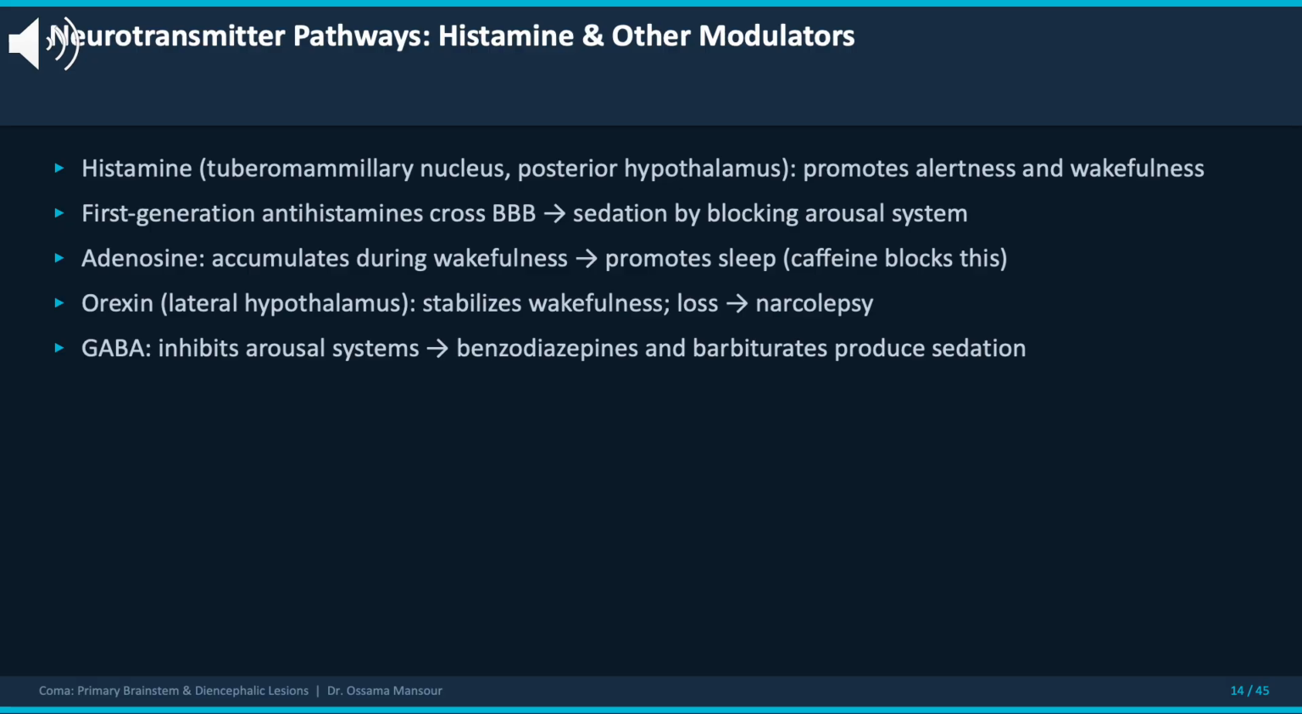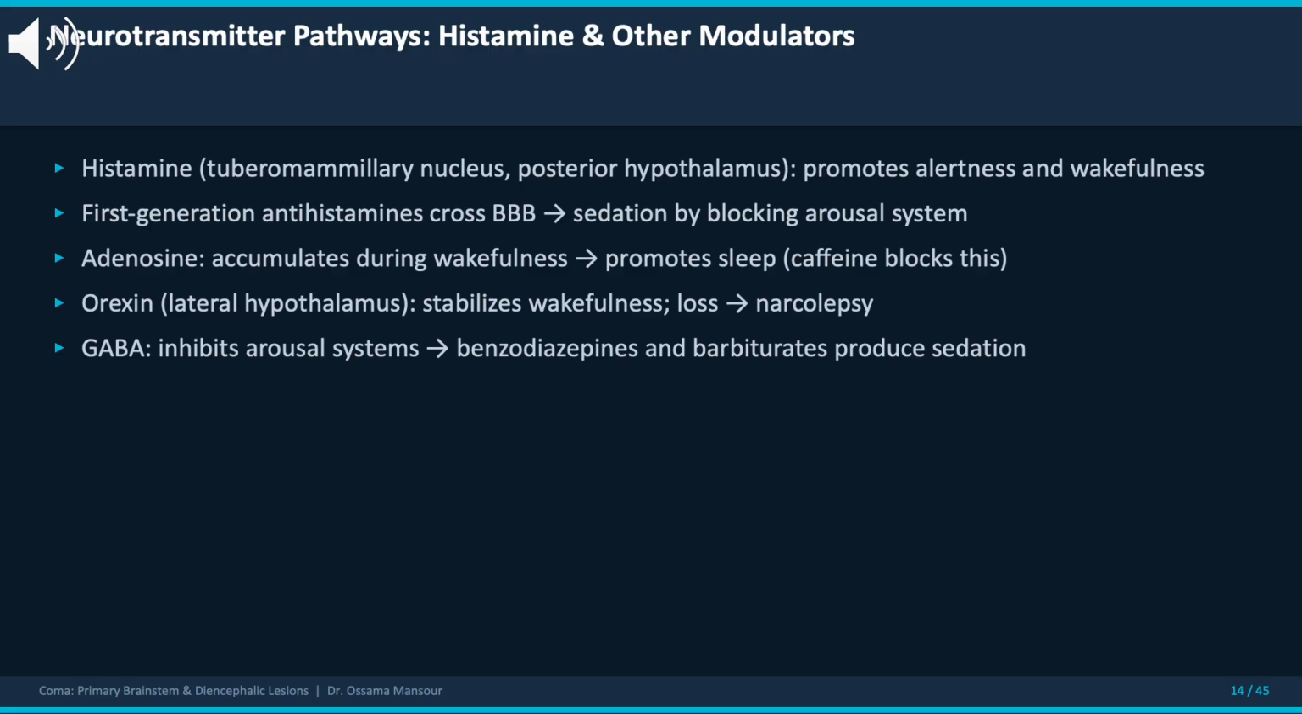Histamine neurons projecting from the tuberomammillary nucleus in the posterior hypothalamus play an important role in promoting alertness and wakefulness. This is why first-generation antihistamines, which cross the blood-brain barrier, produce pronounced sedation. They're interfering with a key arousal-promoting system. Several other contributors have variable or indirect effects on alertness. Adenosine, which accumulates during prolonged wakefulness, promotes sleep by inhibiting arousal-promoting neurons. This is why caffeine, which blocks adenosine receptors, has alerting effects.